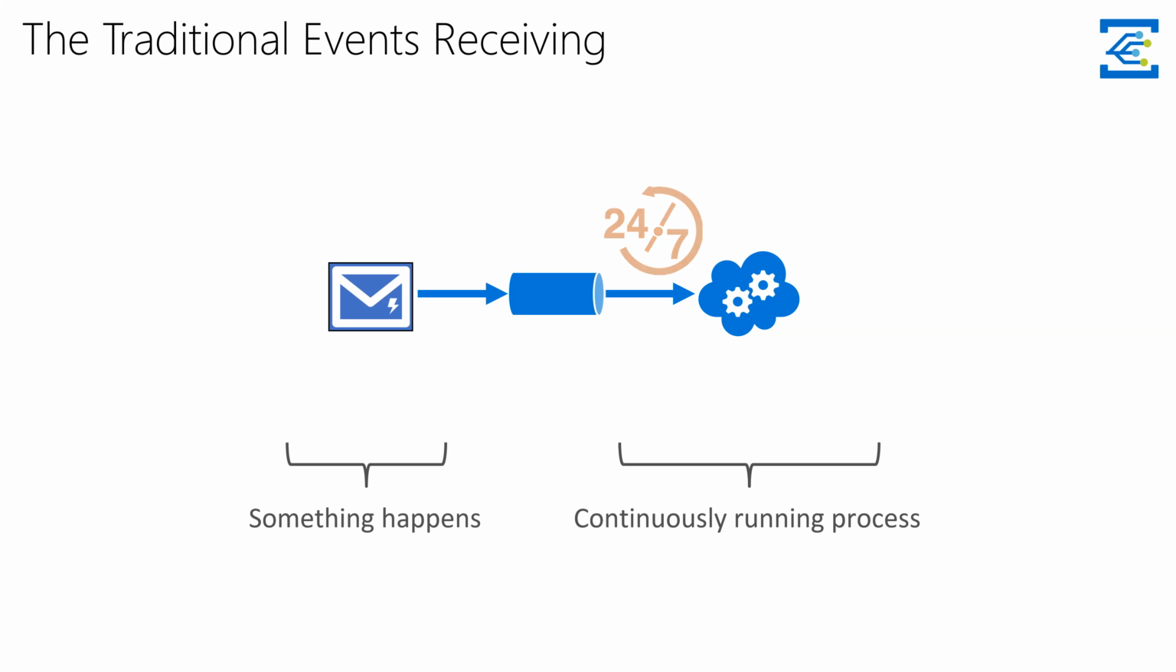The only challenge is that the processing part, the right side of the screen, would have to be running 24/7, polling continuously for the queues, receiving those messages. If we're talking about storage queues, we would have to poll. If we're talking about Service Bus, we would have to run our process 24/7, polling the events, even in situations when there are no events happening at all.